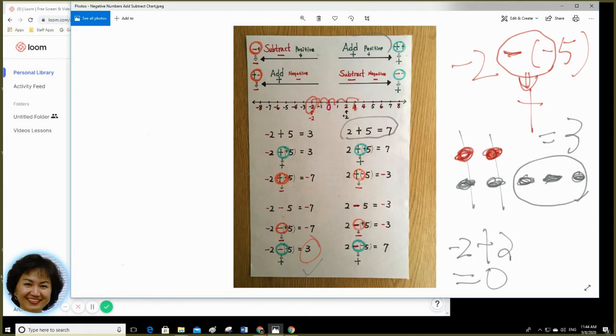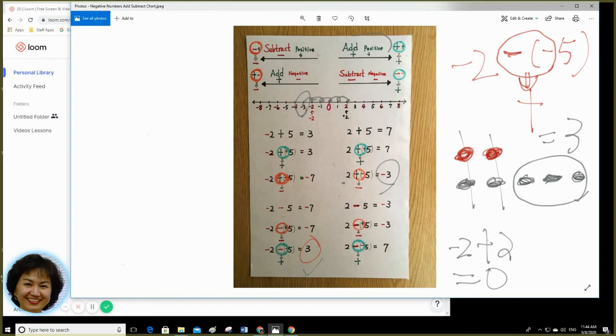This is no problem. 2 plus 5 is 7. Everybody knows that. 2 plus a positive 5 is still adding 5. But 2 plus a negative 5, plus a negative becomes subtracting. So here is 2. 2 right here. 2 plus a negative 5, so it's subtract 5: 1, 2, 3, 4, 5. That's why we get a negative 3.